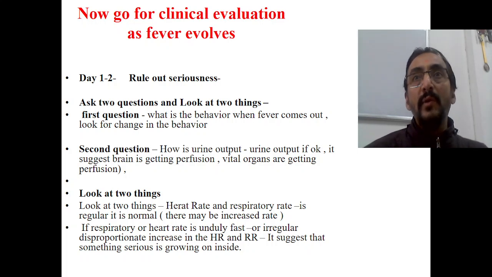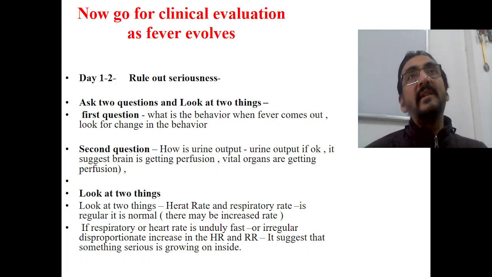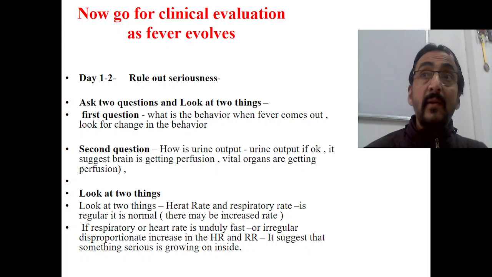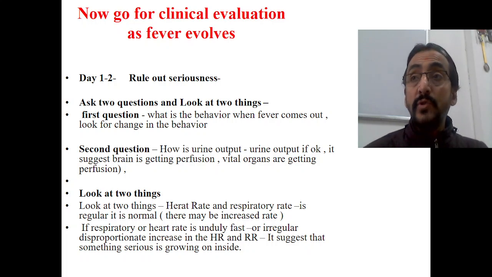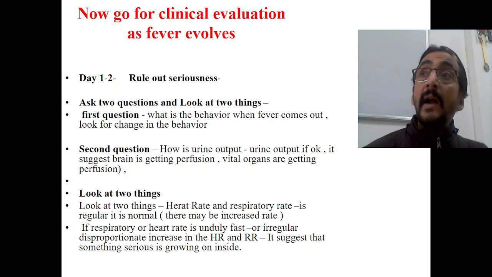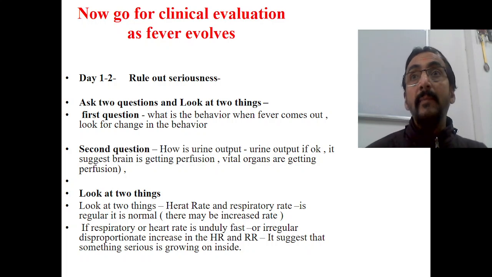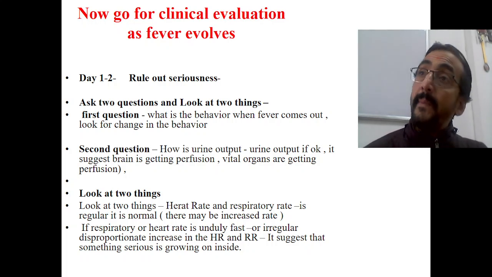Now 2 things you have to see. What are they? Number 1, heart rate as well as respiratory rate. Heart rate should be regular, respiratory rate should also be regular, and respiratory rate and heart rate should be in proportion to each other. Now the heart rate may be faster, there may be tachycardia and there may be tachypnea. Heart rate and respiratory rate may be faster. It is not an issue, but it should be regular, and they should be proportional to each other.